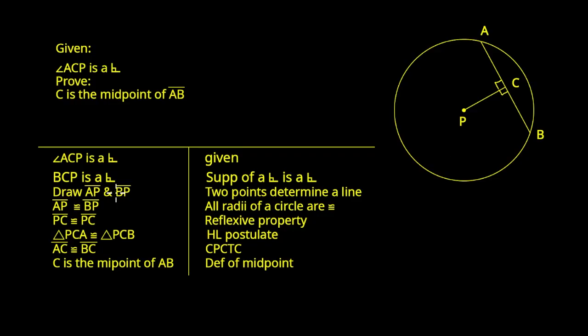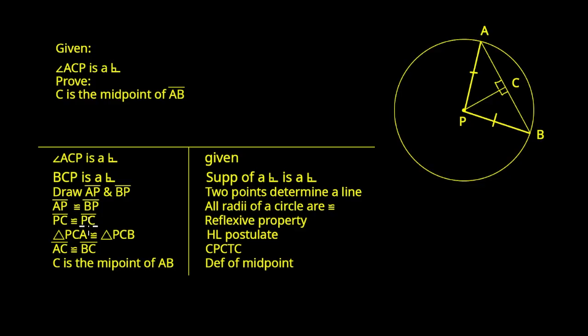Draw AP and BP. Reason, 2 points determine a line. So we are going to be drawing auxiliary lines, AP and then BP. So 2 points determine a line. You can draw a segment between any 2 points. Next, AP is congruent to BP. All radii of a circle are congruent. So here we go, AP and BP. All radii of a circle are congruent.